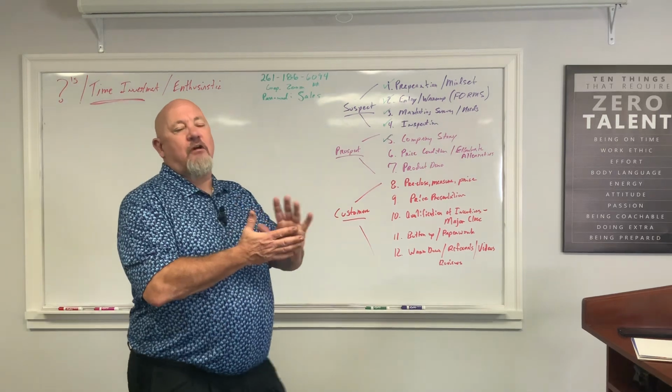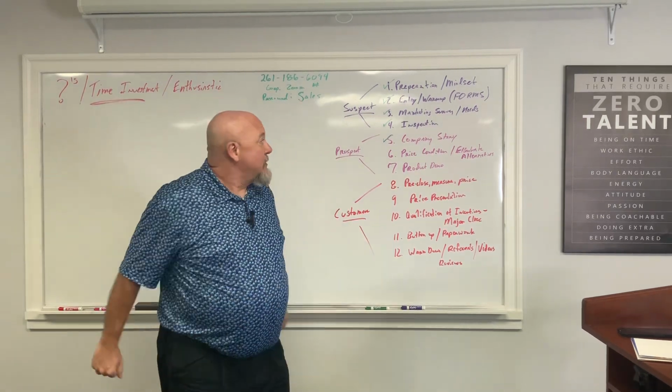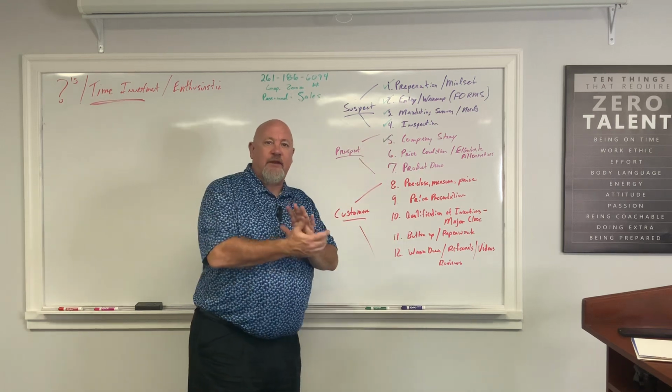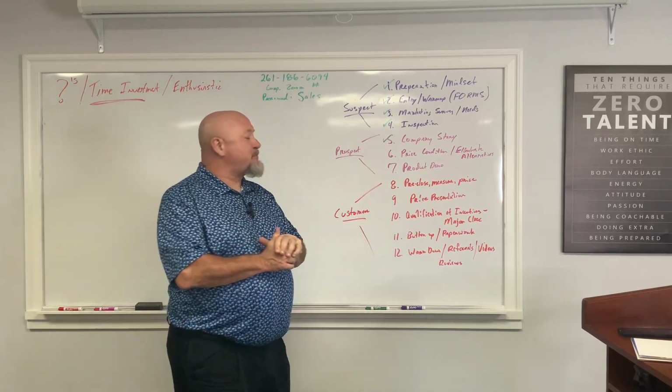All right, let's continue our 12-step journey. So the step we're going to talk about now in the middle of the prospect phase is step 6, price conditioning and eliminating alternatives.